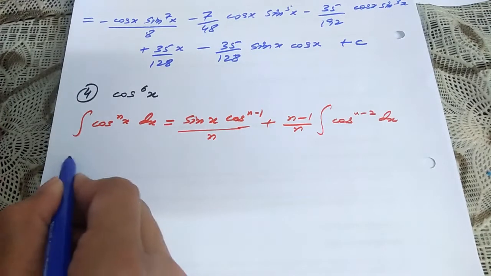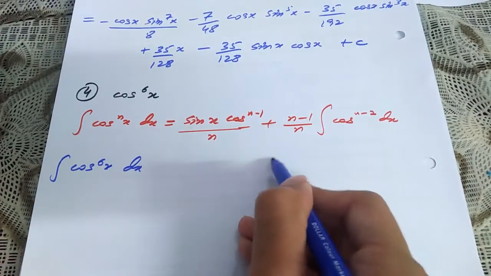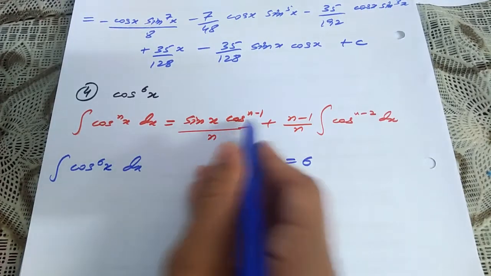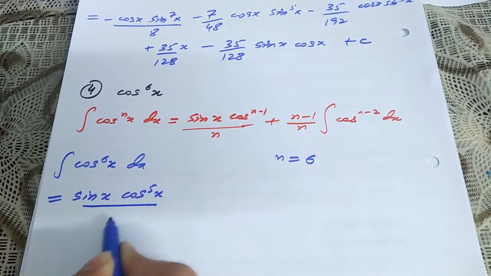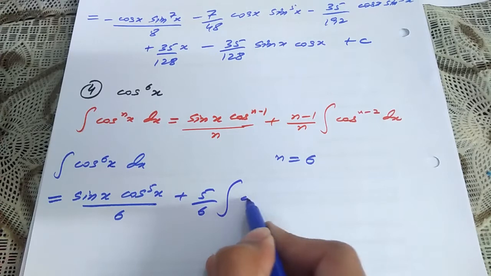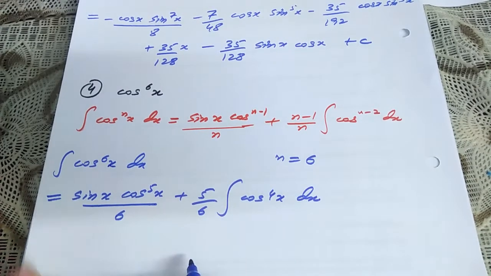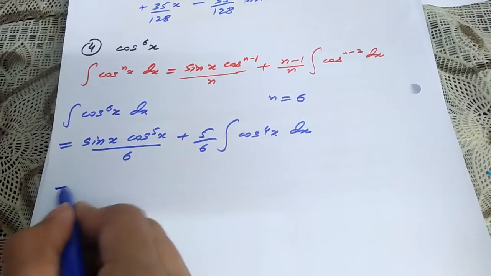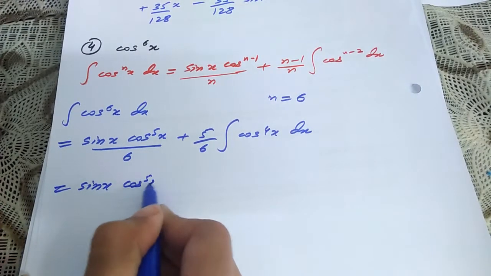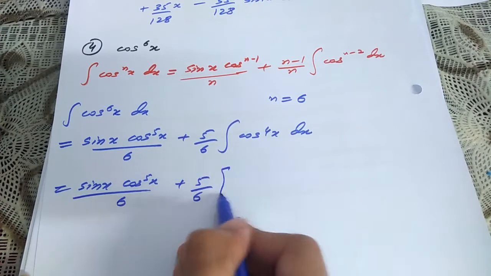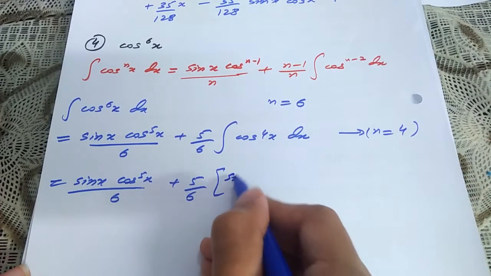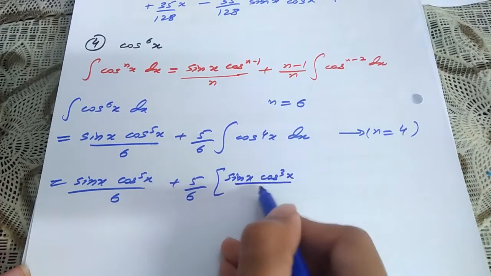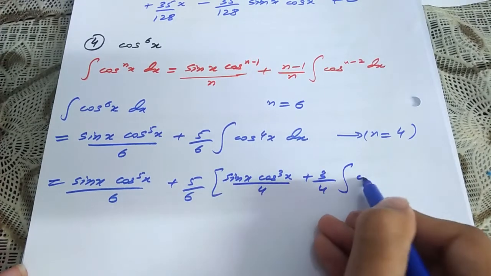Using this reduction formula for finding this integration, we'll get here cos 6x dx. Now n here is 6. So replace your n with 6. We will get in our answer sine of x cos 5x over 6 plus 5 over 6 integration of cos 4x dx. Now again using the reduction formula here, but here n is equal to 4. We will get sine of x cos cube x over 4 plus 3 over 4 integration of cos square of x dx.